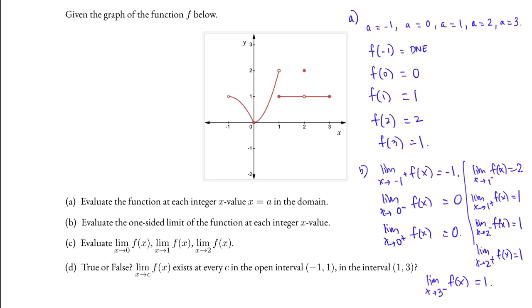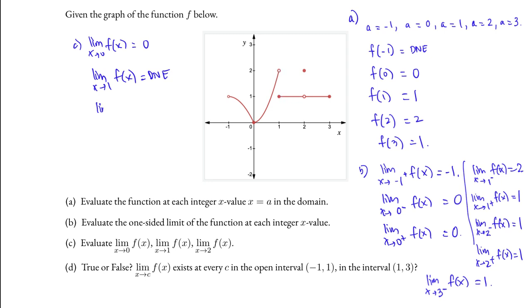Part C. Evaluate the limit at x equals 0 of f of x. At x equals 0, we see that the left limit agrees with the right limit, and so the limit at x equals 0 of f of x exists, and it is 0. The limit at x equals 1 of f of x does not exist in this case because on the left-hand side it is going up to 2, and on the right-hand side it is going to 1.